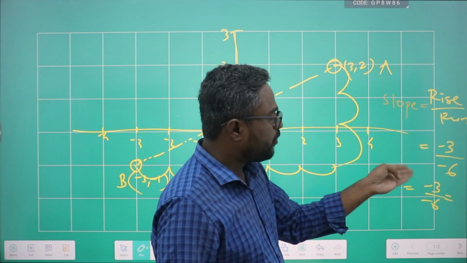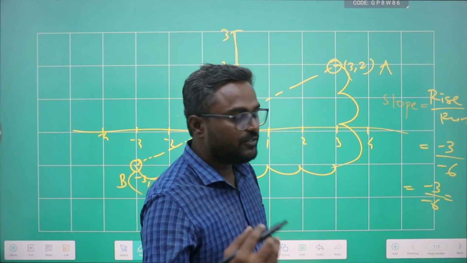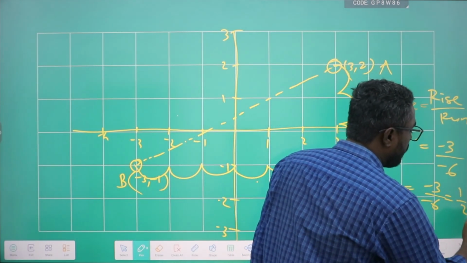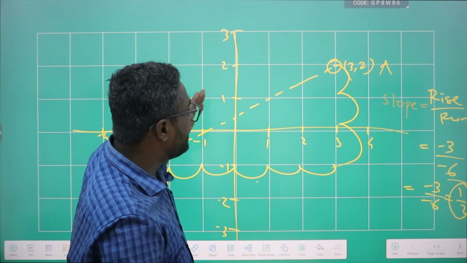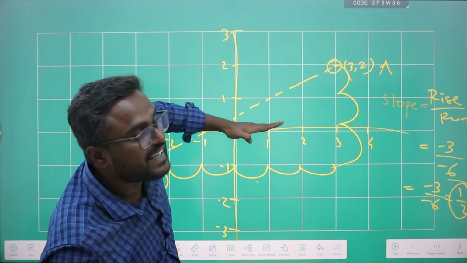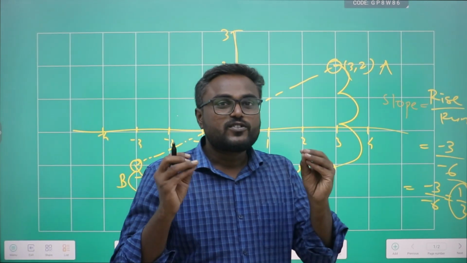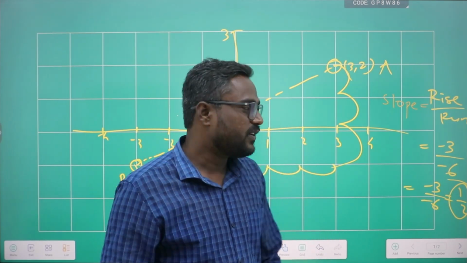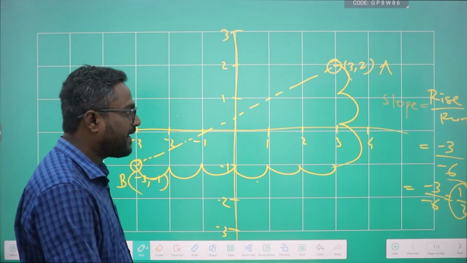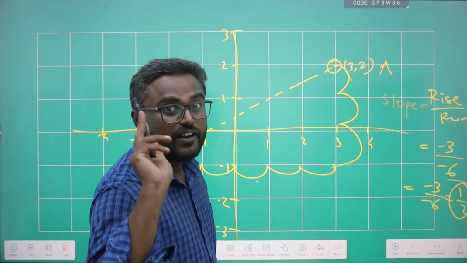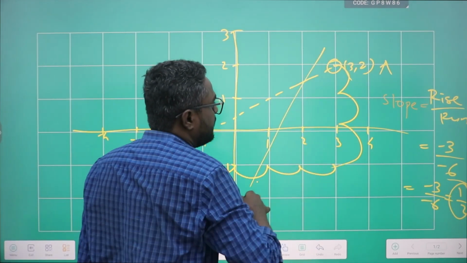If you divide both numerator and denominator by negative 3, what will we get? 1 over 2. Okay, now what have you observed? If the line is inclined like this, less than 90 degree, the slope is going to be positive. Now just imagine guys, all the lines that I'm going to draw right now are going to have a positive slope.